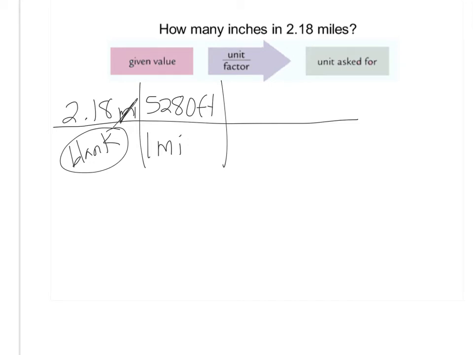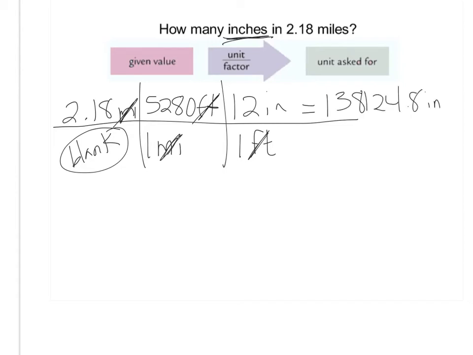Okay, so my miles cancel out. I'm left with feet. The problem asks for inches though, not feet, so I know I'm not done. That's how you know you're not done. Your units will tell you everything you need to know. So I know in 1 foot there's 12 inches. So my feet cancel out, and now I've got inches. Well, that's what the problem asks for. So now I know I can stop and do the math. 2.18 times 5,280 times 12, and then divided by 1, right? So that gives you, if you put it into the calculator, 138,000 inches. Okay, now are we done?